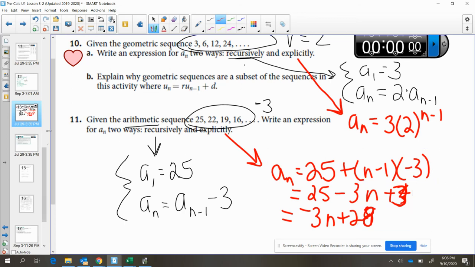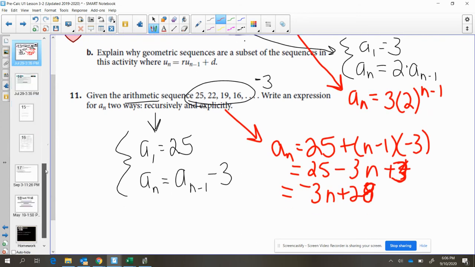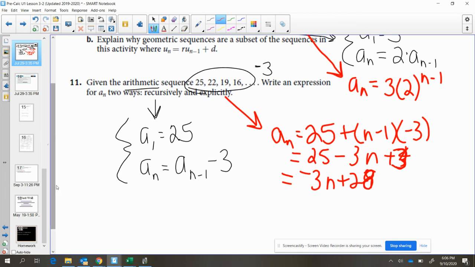All right, so this is, to finish up then, the explicit versus recursive, and we will work more with it in class. Thanks, everybody.